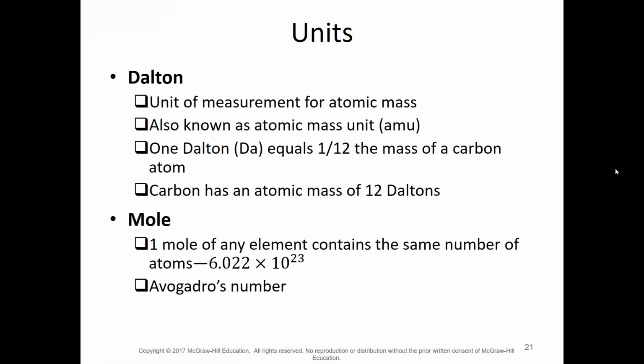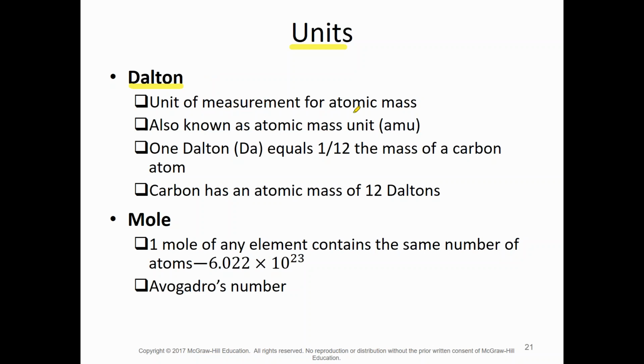Let's go to units. So anytime we talk about mass or weight or any type of measurement, we need to talk a little bit about units. So the unit of atomic mass in the chemical world is the Dalton, named after the person that basically discovered the existence of atoms, the English chemist John Dalton. He basically postulated that matter is composed of tiny individual units he called atoms. So he basically discovered atoms.